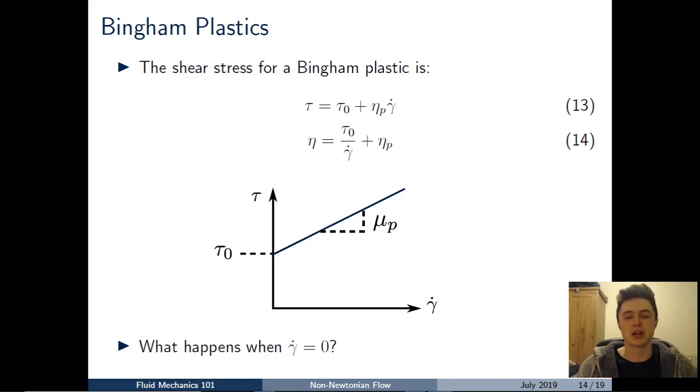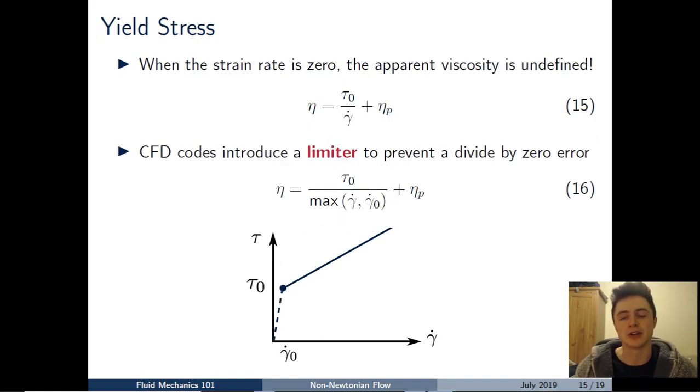So we have to use some special treatment to get around this divide by 0 error when we have a yield stress. One possible way to get around this is to introduce a limiter into equation 15, and how this might look is the form given there in equation 16. So the value that we take for the strain rate will be the maximum of the actual strain rate and some limiting value gamma dot naught.